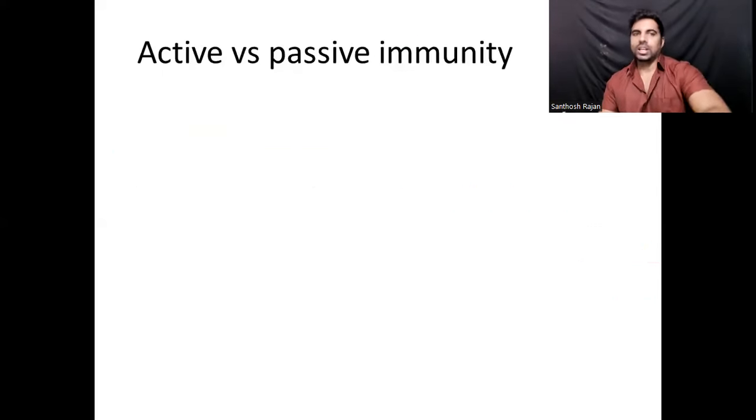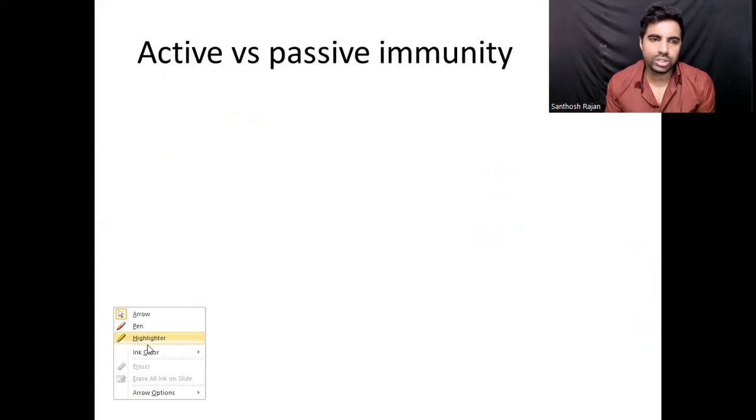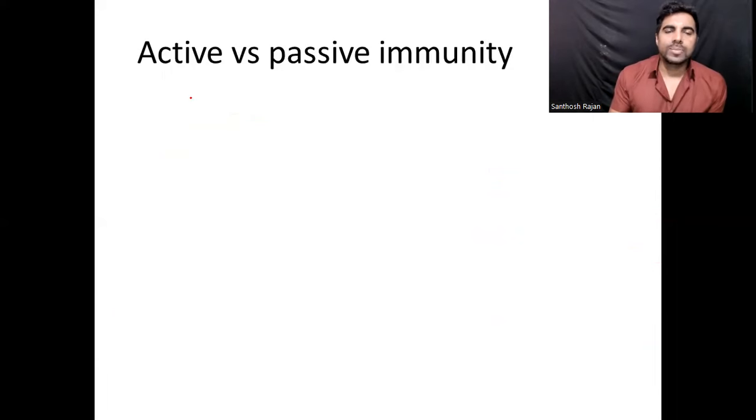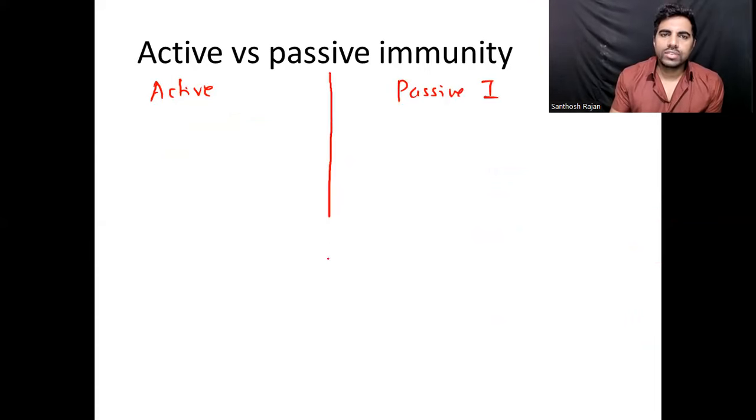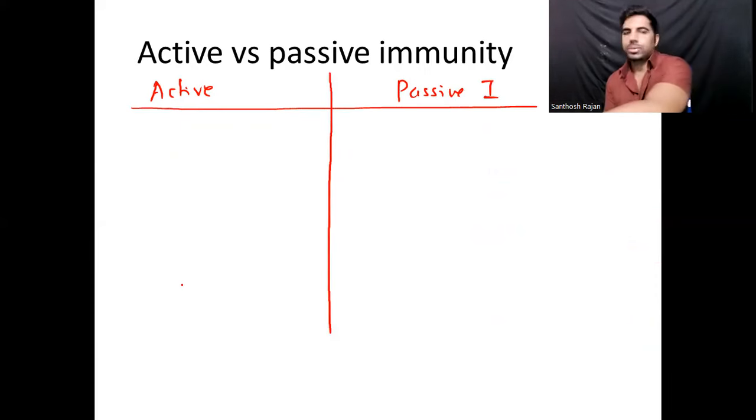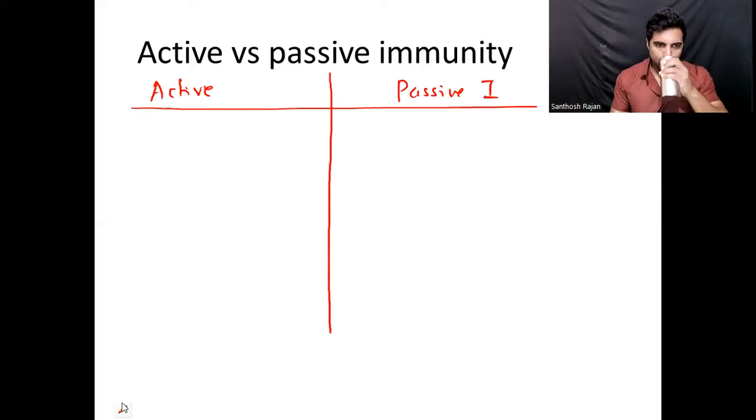Now, active and passive immunity is very, very easy. I know that you must be studying this since your school days. Still, I'll tell you. Active immunity is usually when the antibody is formed inside our body.